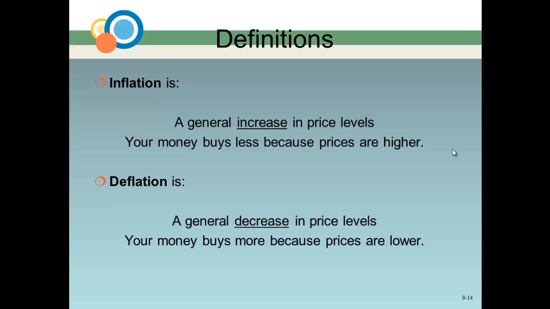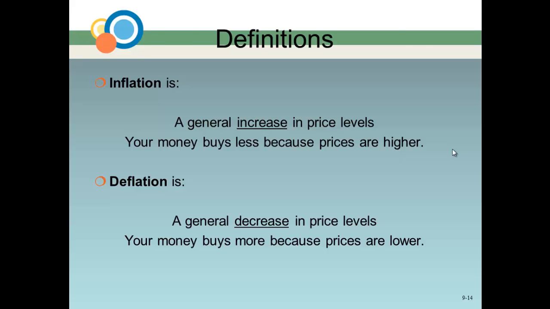Inflation is a general increase in price levels. Your money buys less because prices are higher. And deflation is a general decrease in price levels, but your money buys more because the prices are lower. And when I'm talking about price levels, I'm talking about how much product $1 basically buys.